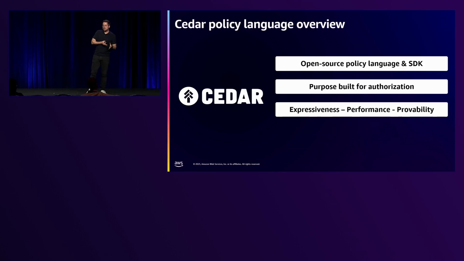And lastly, provability or analyzability. So Cedar is designed for analysis using automated reasoning. So this enables you to include tools that are capable of optimizing your policies and proving also that your security model is also what you think it is.